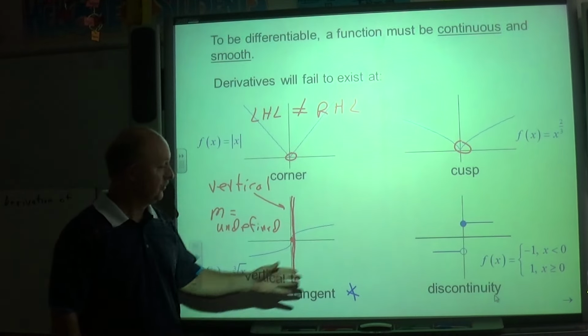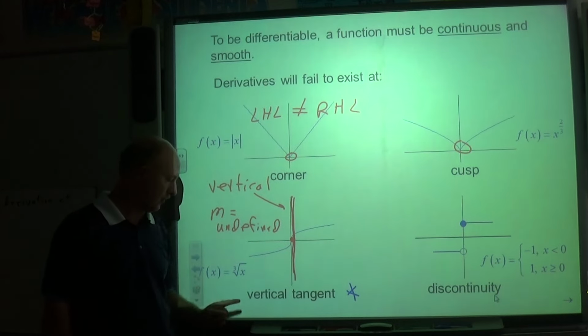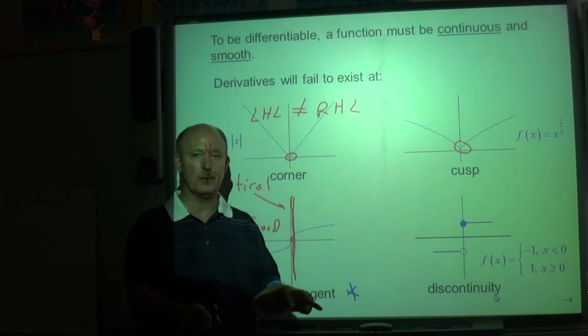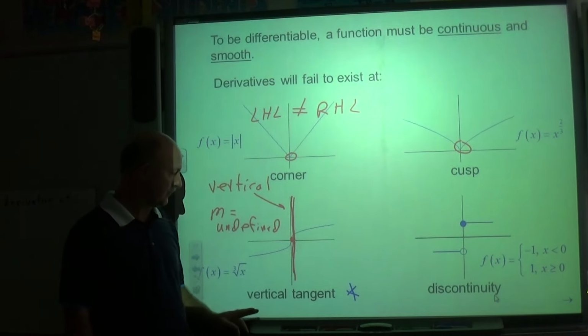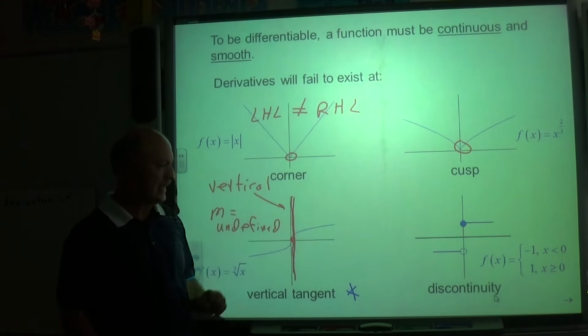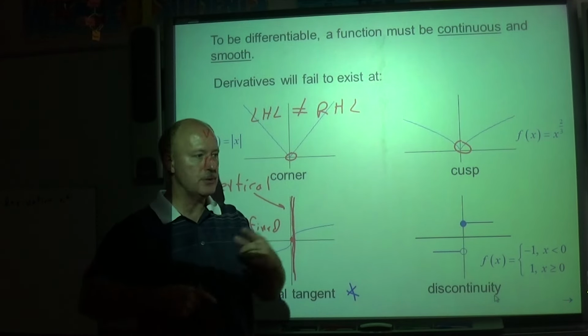Like I said, students remember these pretty well, except for the third one right here. The vertical tangent line is the most difficult for a lot of students to remember. So I want you to be watching for it. If you've got a vertical tangent line where it actually crosses your curve, like this one does, there's no derivative.